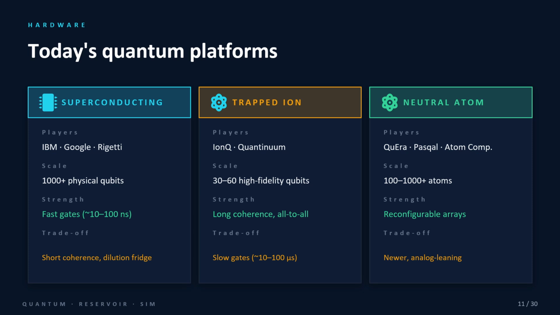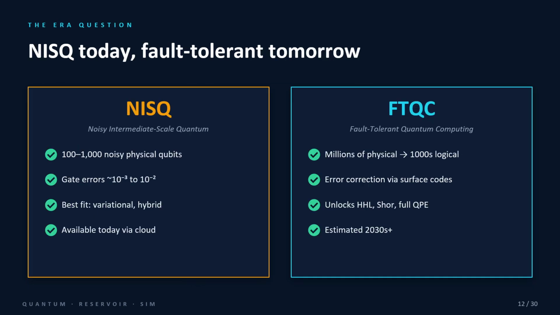For reservoir simulation, the specific hardware matters because different algorithms require different levels of qubit count, gate fidelity, connectivity, and error correction. The field is still evolving rapidly. The era question. Quantum computing today is mostly in the NISQ era, which means noisy intermediate-scale quantum. These devices may have hundreds or thousands of physical qubits, but they are noisy and error-prone.